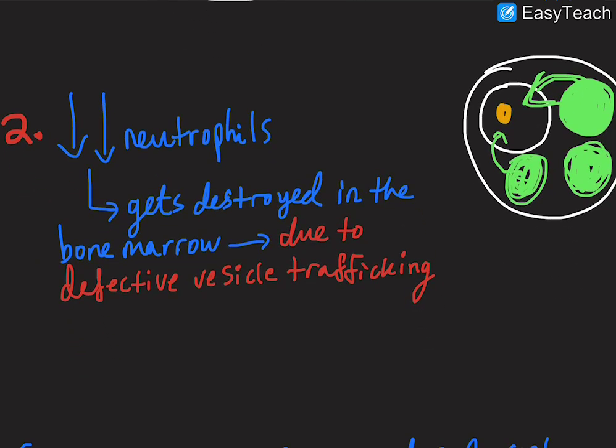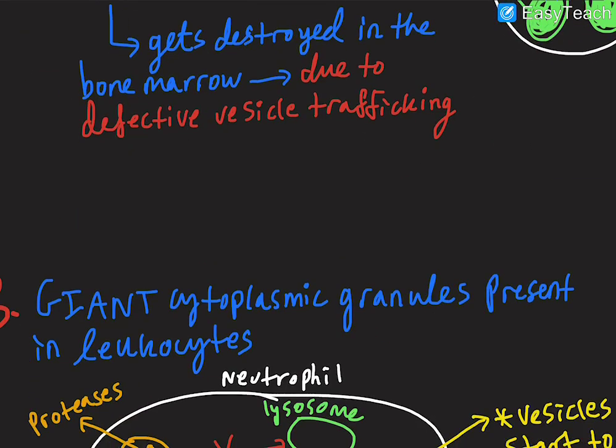So again, we can see here that we listed one of the reasons. Neutrophils won't be able to go from the bone marrow to the blood, right, leading to low blood levels of neutrophils due to defective microtubule function, right? Defective vesicle trafficking. And so it may even get destroyed in the bone marrow also due to this reason, because you're not able to get the neutrophils out from your bone marrow to your bloodstream. All right, so that's the reason for low neutrophils.